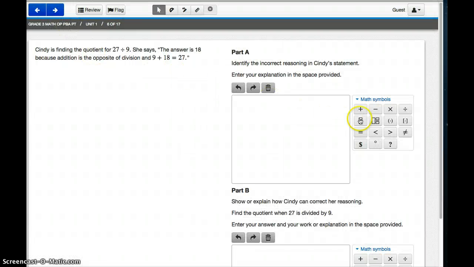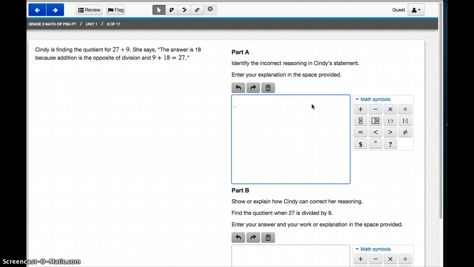This is an equation editor over here. It allows you to write out equations so that you can answer them. Let's look at this problem. It says Cindy's finding the quotient for 27 divided by 9. She says the answer is 18 because addition is opposite of division and 9 plus 18 equals 27. So part A says identify the incorrect reasoning in Cindy's statement. Enter your explanation in the space provided. So it wants us to explain in this space.